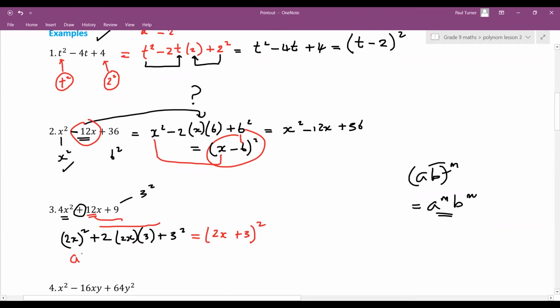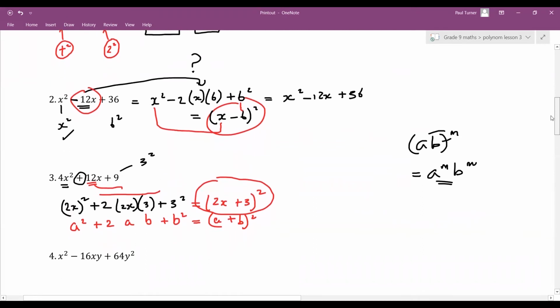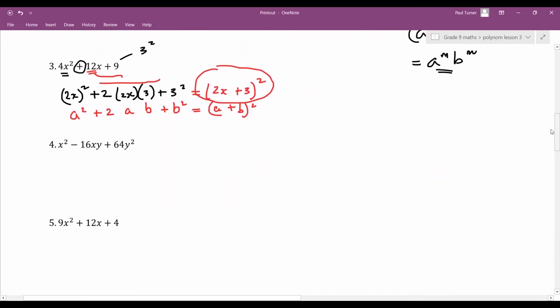Okay, so you've got a squared plus 2ab plus b squared equals a plus b all squared. So it follows the correct pattern. 2AB, A is 2X and B is 3. B is 3 and here A is 2X. So your final answer is there. That's your perfect square. So if you're copying, you can write that quickly. I'll leave a bit of time.